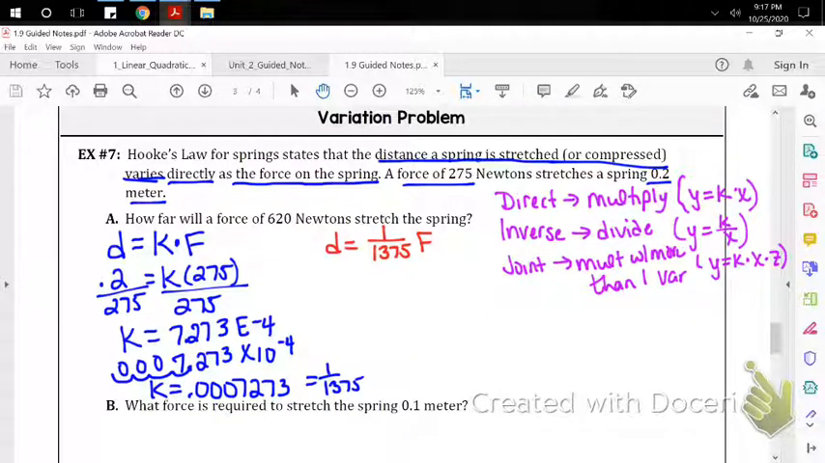So A says, how far will a force of 620 newtons stretch a spring? Well, newtons is my force. So we have d equals 1 over 1375 times 620. Let's solve that. And I got 124 over 275. I want to take that back to decimal so that it makes sense to us. And so I got 0.451 of a meter.